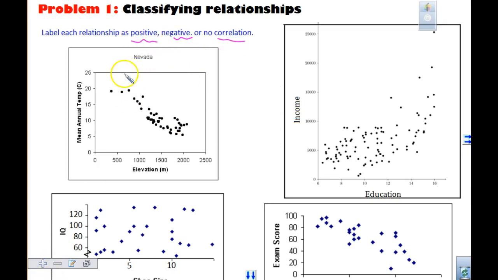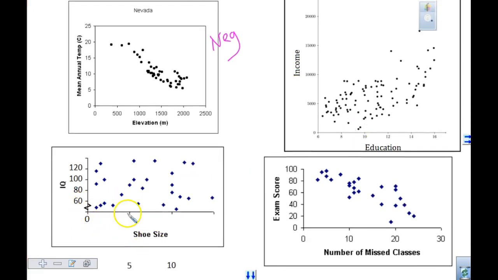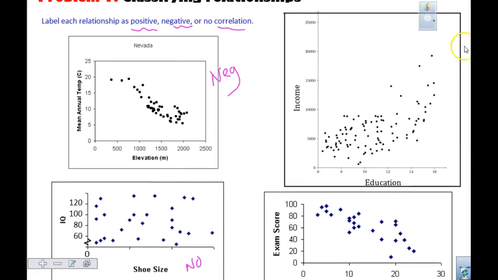Positive, negative. Looking at Nevada, we're talking about their temperature in Celsius and elevation. Positive, negative, no? Negative should be negative. If we go down to that next one, Jacob, what do you have for shoe size and IQ? Should be no correlation. If we are looking at income and education, my guess would be that this is income maybe per month. What would we say for that one?